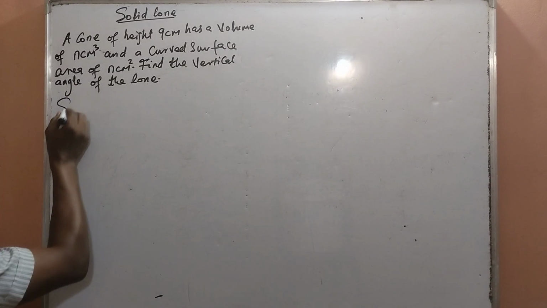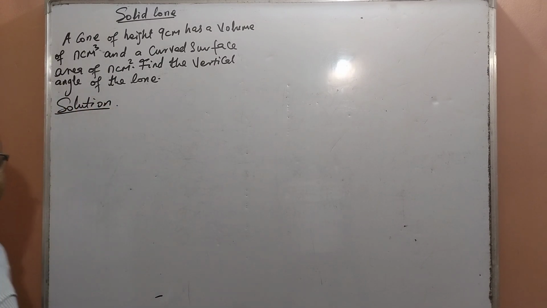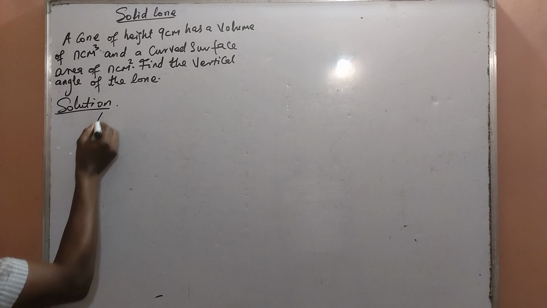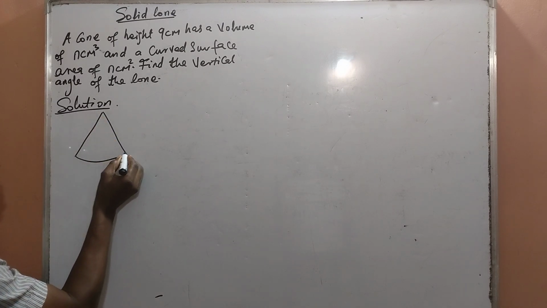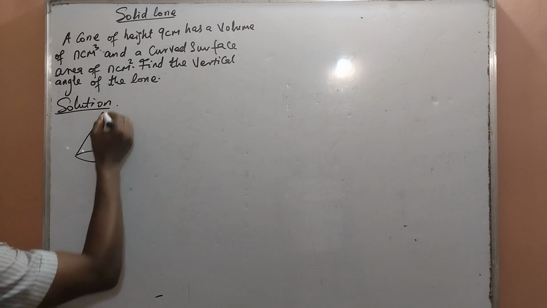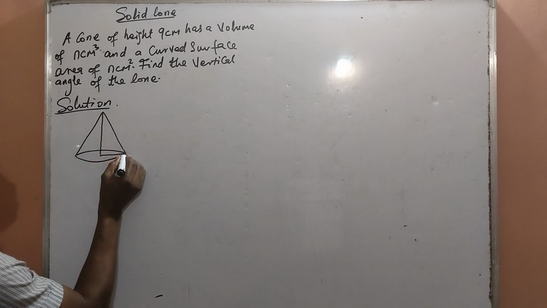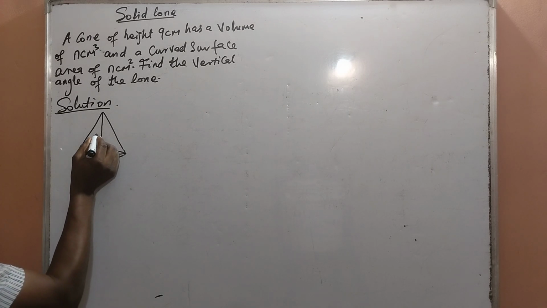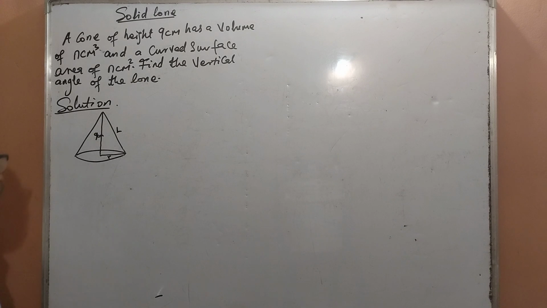Solution to the question. I am given the cone. This is a cone with a height of 9 cm, radius r, and then the slant edge.